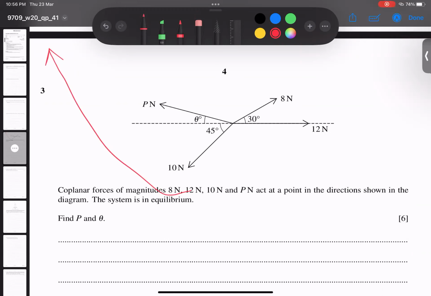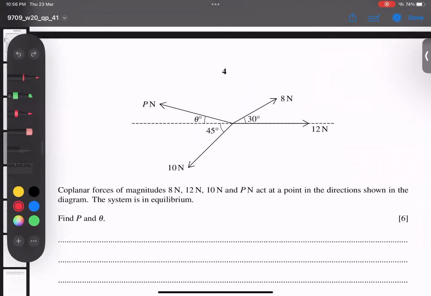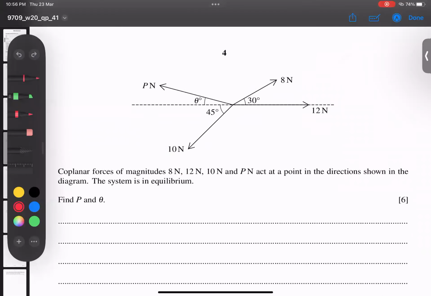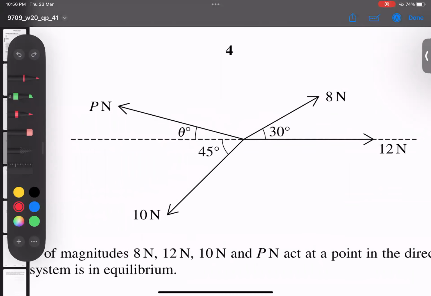This is October 2020, variant 41, and the question number is 3. How to do this question? As usual, we'll resolve forces. The force acting along the x-axis, I will not resolve. Now this 8 has two components, one parallel to the x-axis and one parallel to the y-axis, because the angle here is 30.